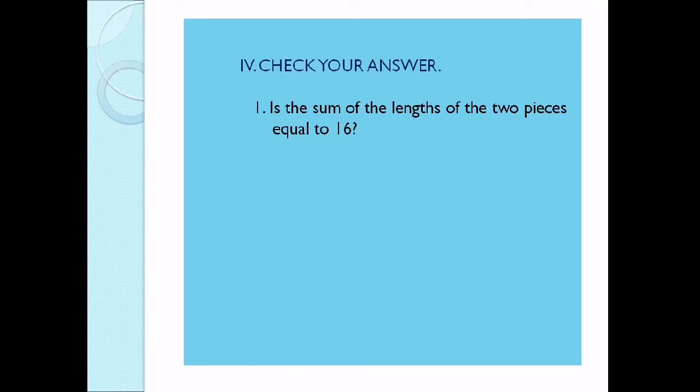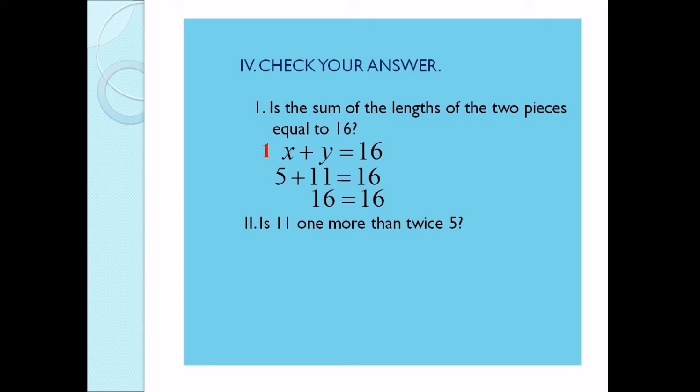Let us check our answer for the last step. First condition: the sum of the lengths of the 2 pieces equals 16. So let us use equation 1, x plus y equals 16. 5 plus 11 equals 16. So x for our smaller piece is 5 and y equals 11 for our larger piece, that is 5 plus 11, 16 equals 16. That is correct.